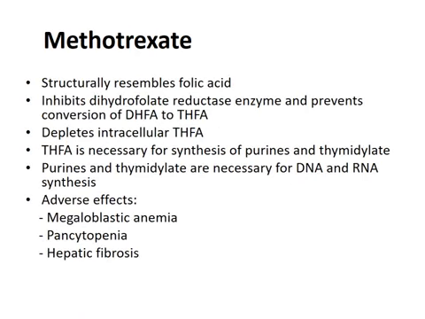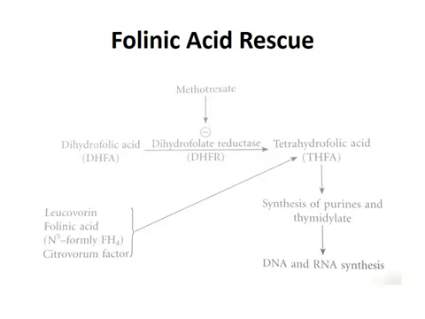Methotrexate structurally resembles folic acid. It inhibits dihydrofolate reductase enzyme and prevents conversion of DHFA to THFA. It depletes intracellular THFA. THFA is necessary for synthesis of purines and thymidylate. Purines and thymidylate are necessary for DNA and RNA synthesis. The adverse effects of methotrexate are megaloblastic anemia, pancytopenia and hepatic fibrosis.